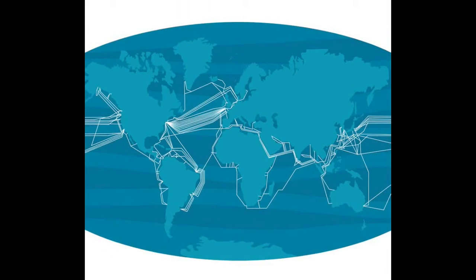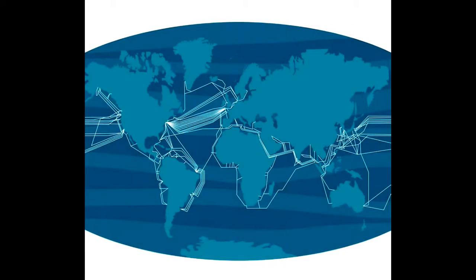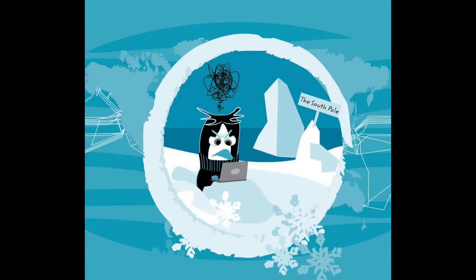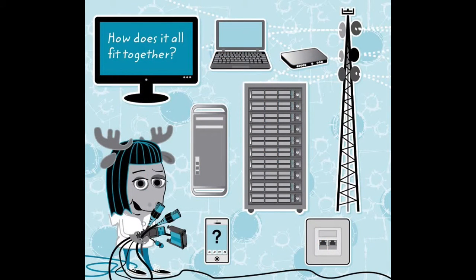But really, the internet is the world's largest network of computers and exists all over the planet. Except in some remote places. For example, the South Pole. Okay, but how does it all fit together?